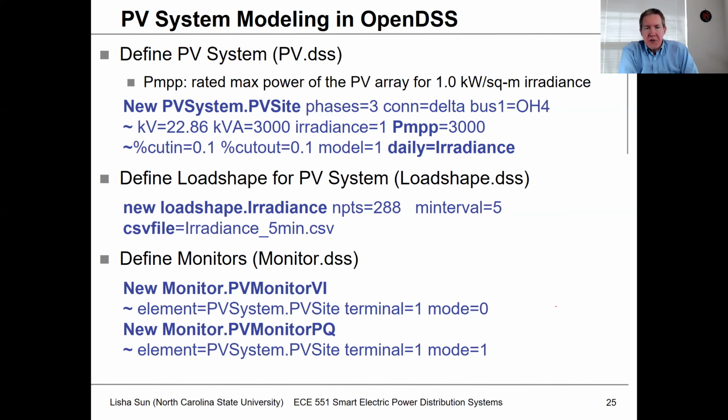The other thing you need to do is you need to start modeling your PV system in OpenDSS. And what you would do is you would set up a PV-DSS file. And then what you would set in here is you would set in the size of the array. And this is usually based on the assumption that you're going to get from your panels 1 kilowatt if you have like a square meter of array.